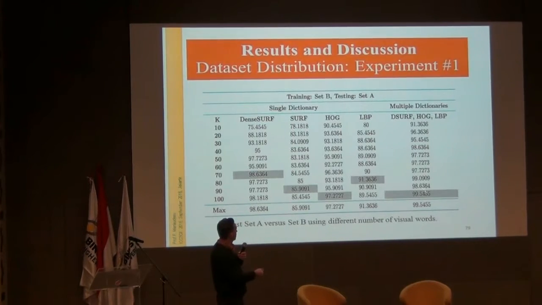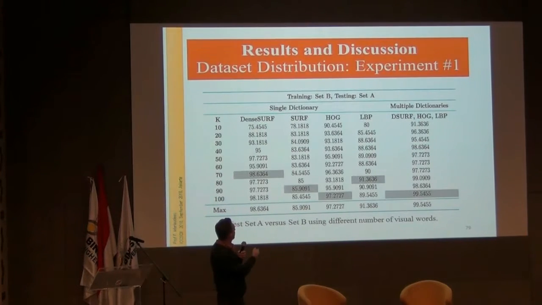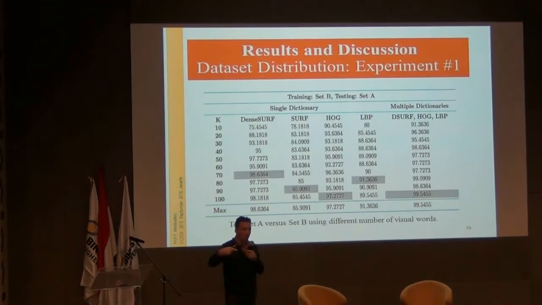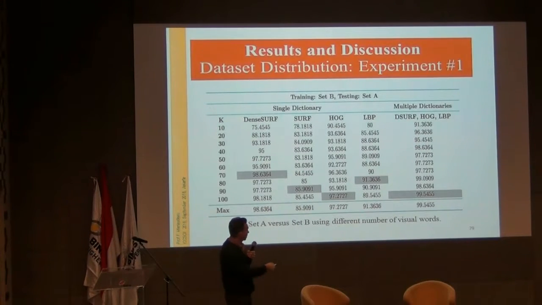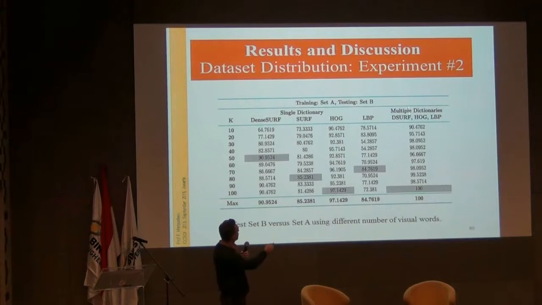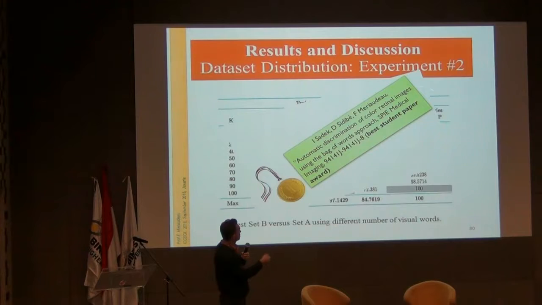So this is the result we obtained, where either you build one dictionary per feature space or multiple dictionaries. That means we missed one image. 99.5 means we are pretty high in accuracy. We even reach 100% sometimes. And this earned us the Best Student Paper Award at the SPIE Medical Imaging Conference for Ibrahim Sadek. I think it was in 2015 or 2016.